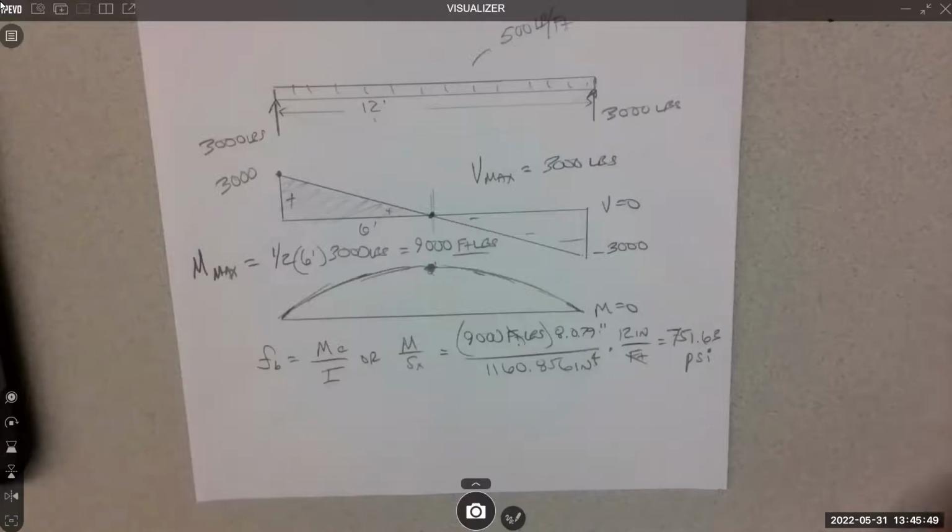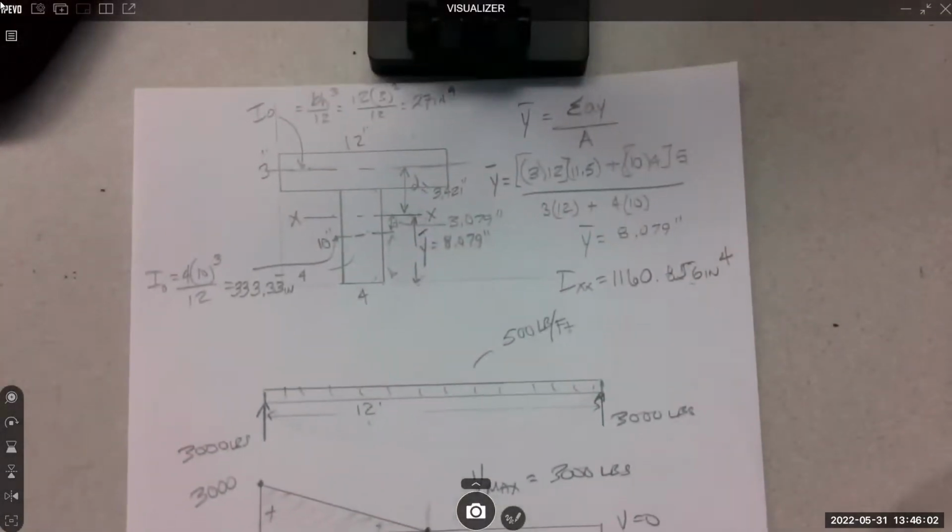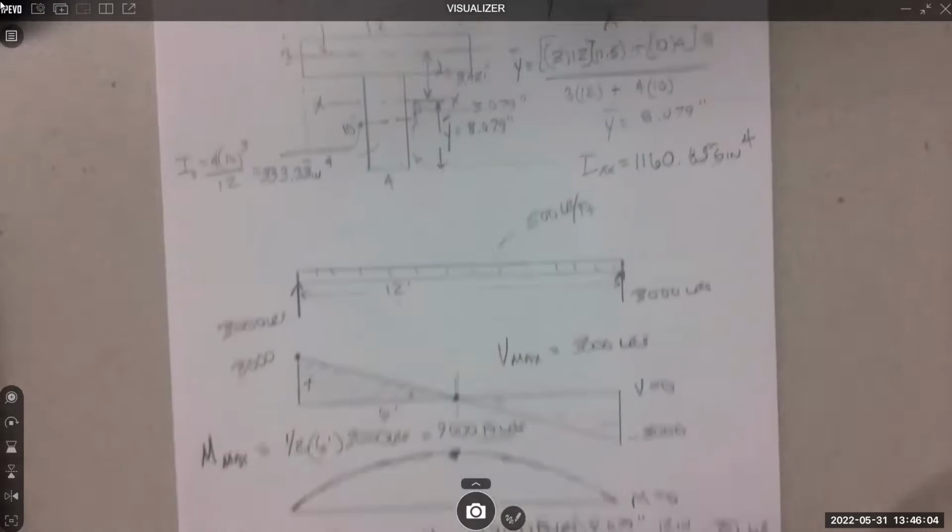500 pounds per foot. That's a lot. It's a lot of load. This is a 10-inch by 4-inch. It's a lot of lumber, like in that cross section. So deflection would be the other piece.